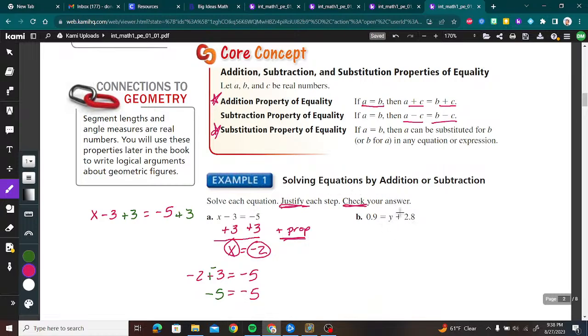Doing this again, here we have addition. The inverse of addition is subtraction. And so what we're going to do then is subtract 2 from both sides.